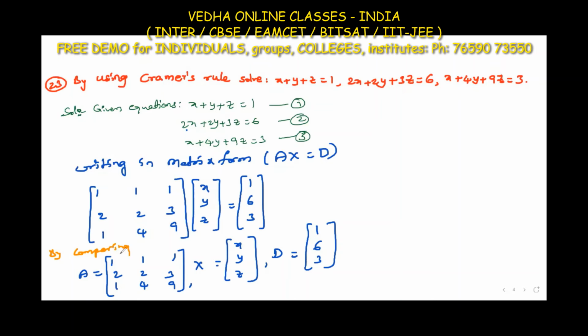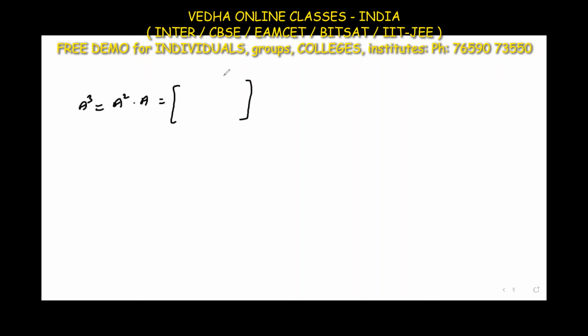By comparing with Ax equals D, we have A, X and D. Now take the A matrix here, 1, 1, and find the determinant. So if we find the determinant of this matrix, the determinant of A is nothing but, what are the elements here?